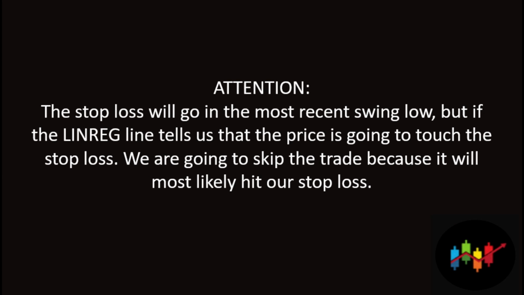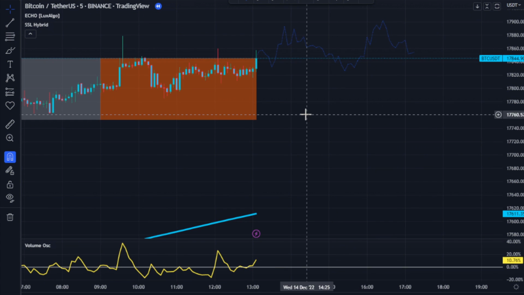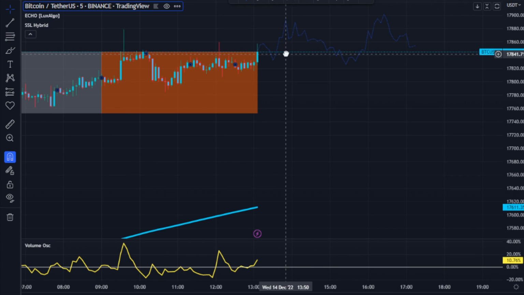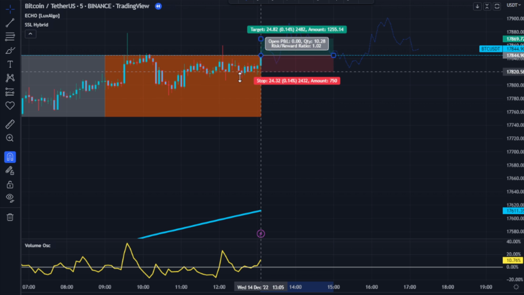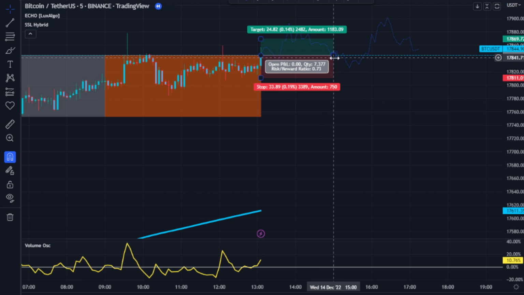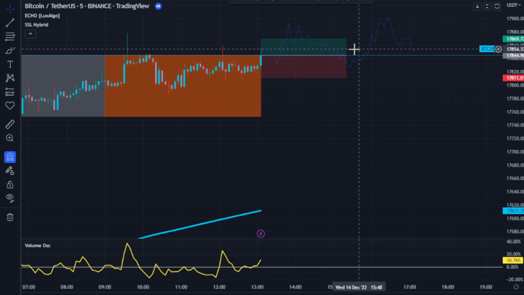And pay attention here, the stop loss will go in the most recent swing low, but if the LinReg line tells us that the price is going to touch the stop loss, we are going to skip the trade because it will most likely hit our stop loss. In this example we see that all the rules mentioned above are being met. So we are going to take our trade, set the stop loss and our take profit with a risk-reward ratio of 1.5.